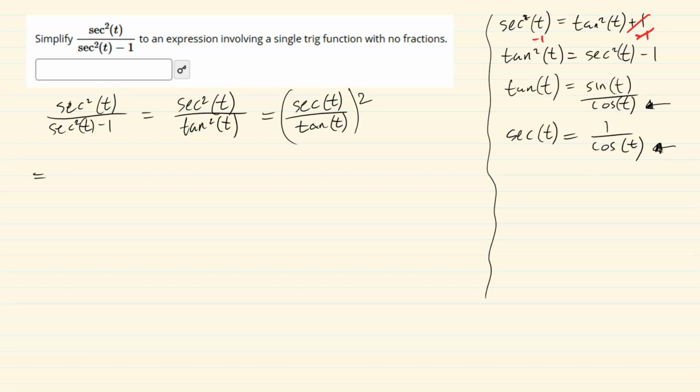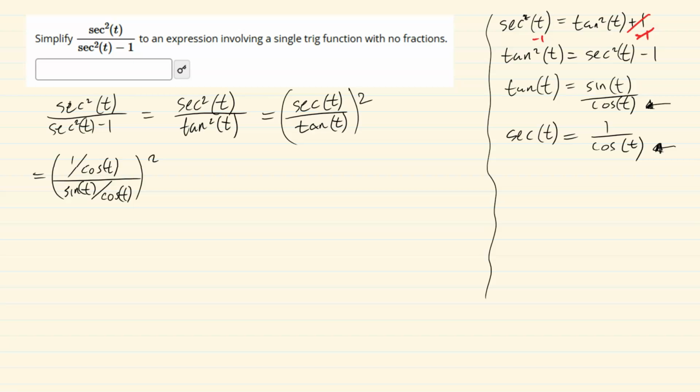So this would be equal to secant is 1 over cosine over sine over cosine, substituting for t. And it's still squared. We got to include that squared. But notice that we can simplify this a bit.